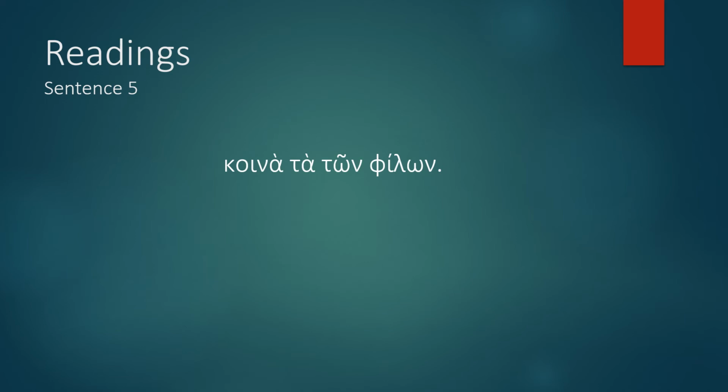So the of the friends. Ta being used substantively, the things of the friend. Things, neuter plural. And the gloss tells us, therefore, the property of friends, but literally the things of friends. And because koinon is in predicative position, we can go ahead and supply the verb to be.